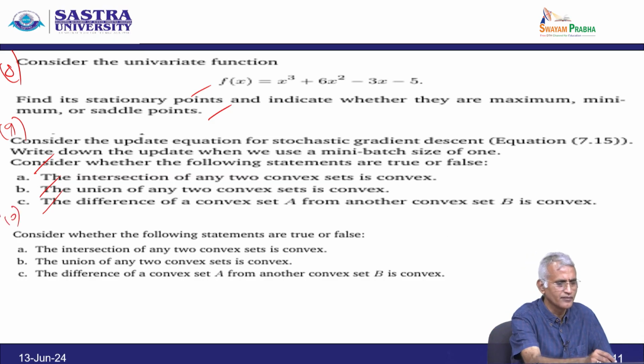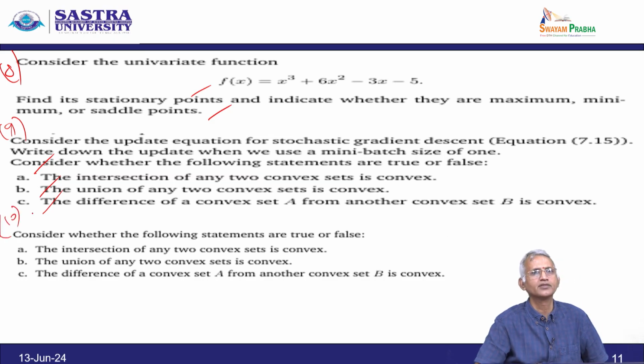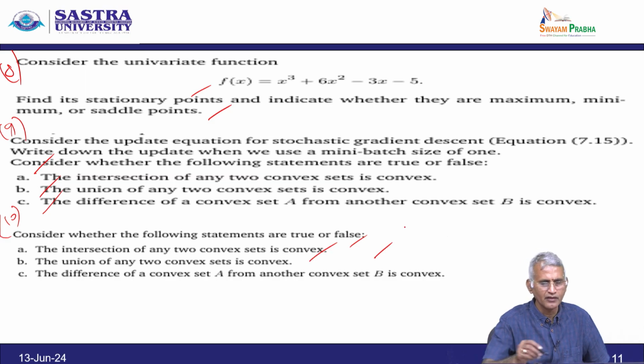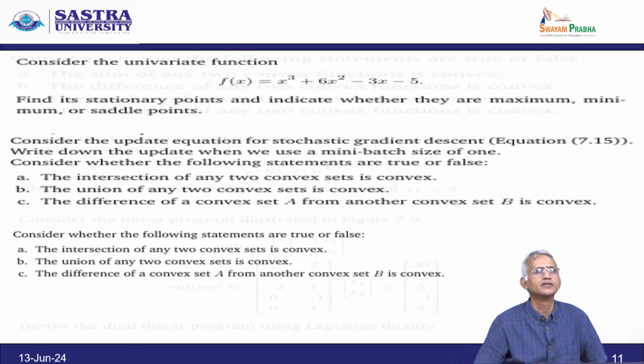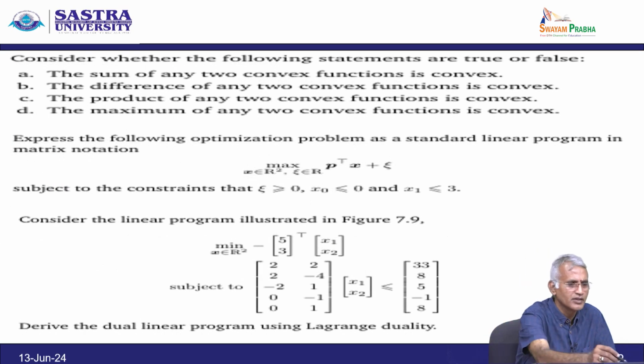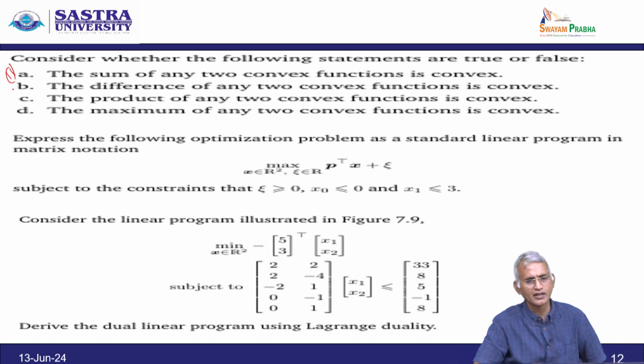Next, 10th question: consider whether the following statements are true or false. The intersection of any two convex sets is convex, the union of any two convex sets is convex, the difference of convex set A from another convex set B is convex. Next, 11th question: consider whether the following statements are true or false. Number 1, the sum of any two convex functions is convex, the difference of any two convex functions is convex, the product of any two convex functions is convex. The maximum of any two convex functions is convex.